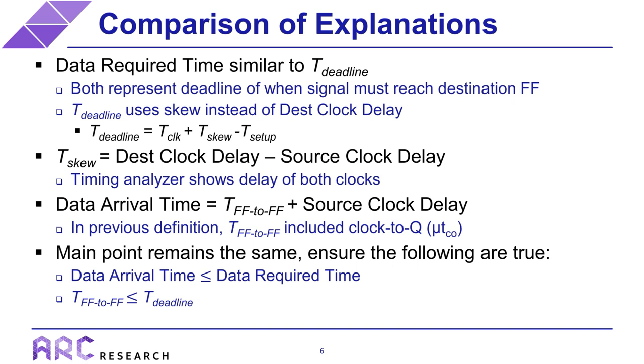Now, the data arrival time is similar to my definition of the time between flip-flops, but with the source clock delay included. Note that the clock to queue, or the micro clock to output time, as Intel called it, is included in my definition of the time between flip-flops, whereas in Intel's definition, it keeps it separate. In any case, the main point remains the same in either definition. We want to ensure that both of the following conditions are true for all paths between all flip-flops. We can either think of it as keeping the data arrival time less than or equal to the data required time, if we are using the Intel terminology, or if we're using my previous terminology, we want to keep the time between flip-flops less than or equal to the deadline.